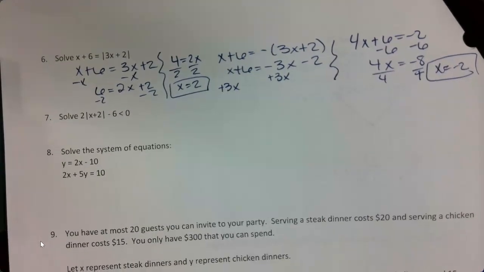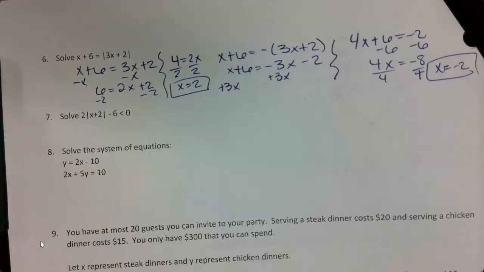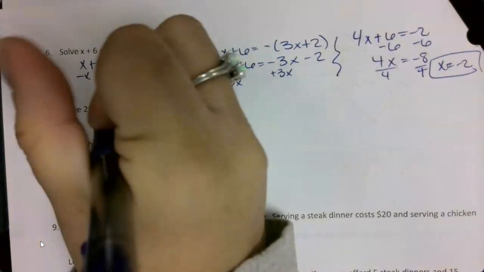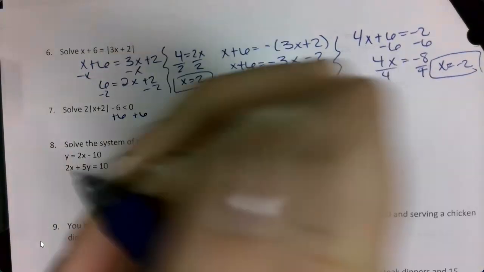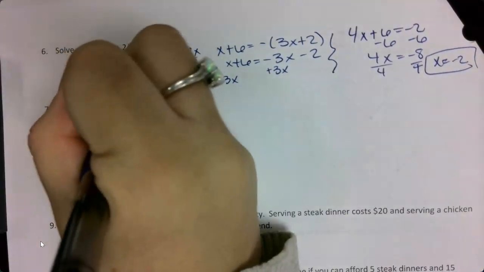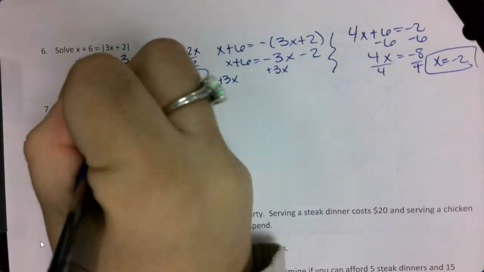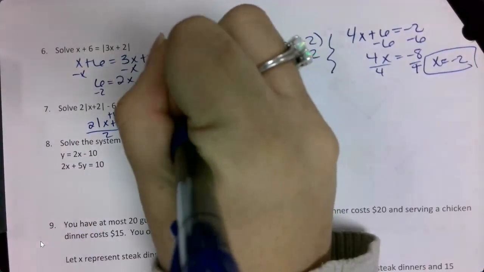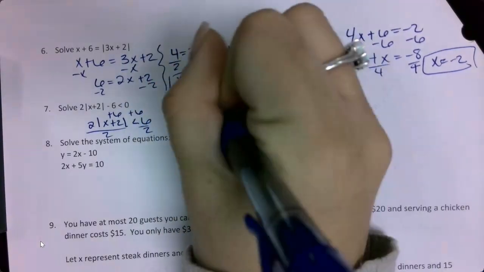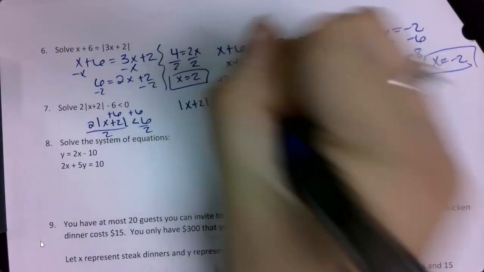Number 7, the first thing I want to do is isolate my absolute value. So I want to start off by adding 6 to both sides. I have 2 times the absolute value of x plus 2 is less than 6. Divide both sides by 2. Absolute value of x plus 2 is less than 3.